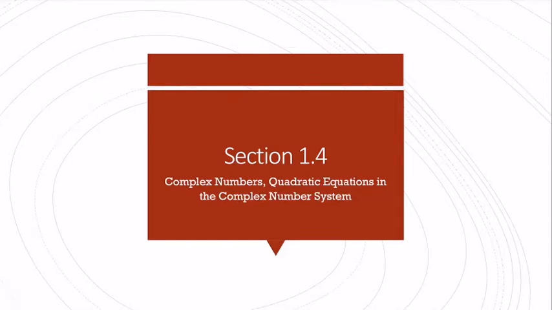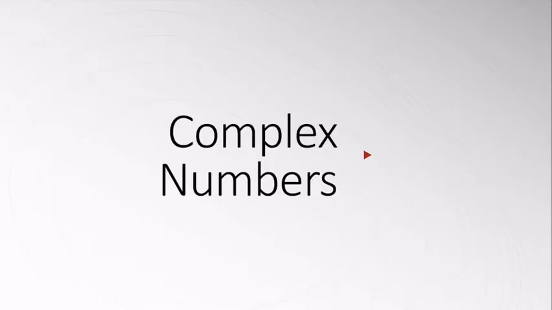Section 1.4 talks about complex numbers and quadratic equations in the complex number system. In the last chapter, I said that quadratics can have complex roots, and those complex roots would be conjugates, and we should talk about what that means. So first things first, complex numbers.